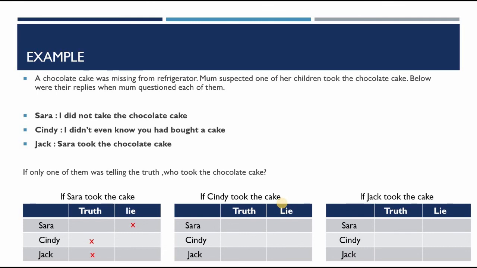So let's check for Sydney. If Sydney took the cake, then Sarah, "I did not take the chocolate cake." Then Sarah is telling the truth. Sydney, "I didn't even know you had bought a cake." Then Sydney is telling a lie. And Jack, "Sarah took the chocolate cake." So Jack is telling a lie too. So now we have one person who's telling the truth and two persons who are lying.